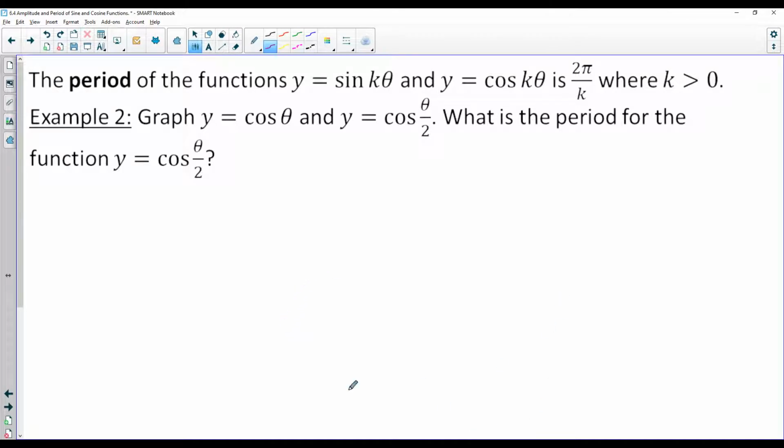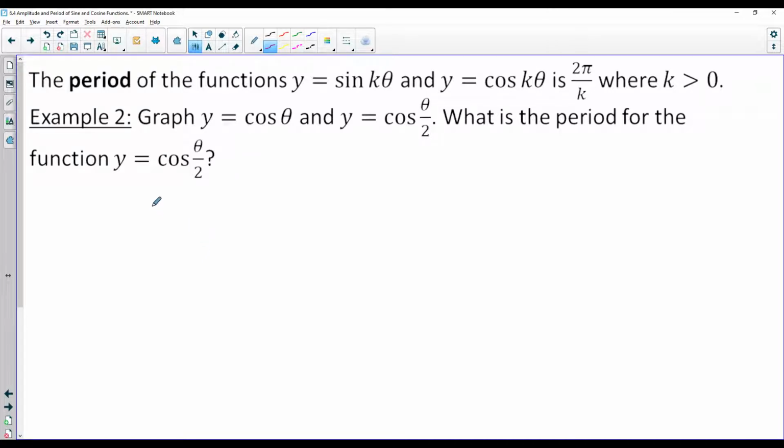Period is how far we go before it starts repeating itself. So we have: graph y equals cosine of theta and graph y equals cosine theta over 2. I'm not going to worry about graphing y equals cosine of theta because we already know what it looks like, right?